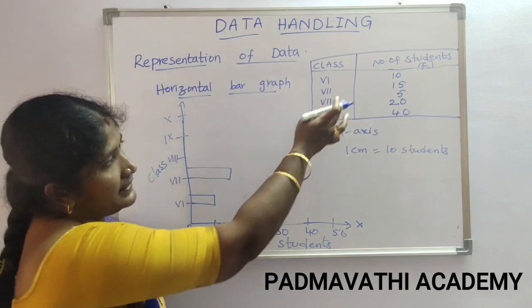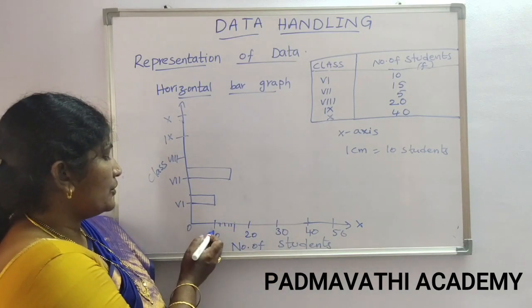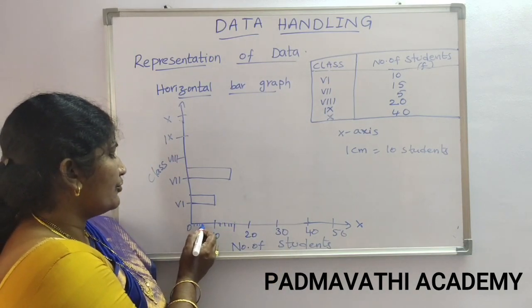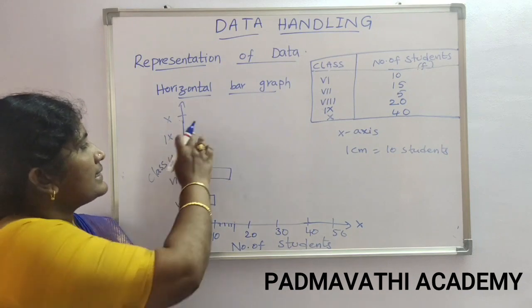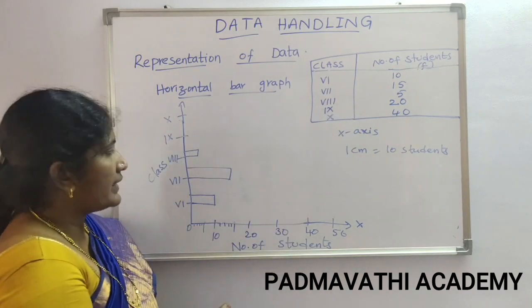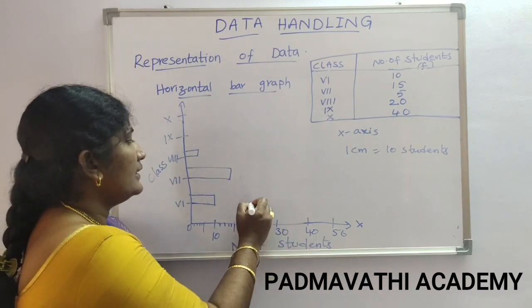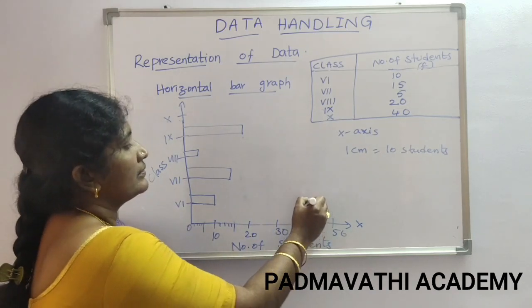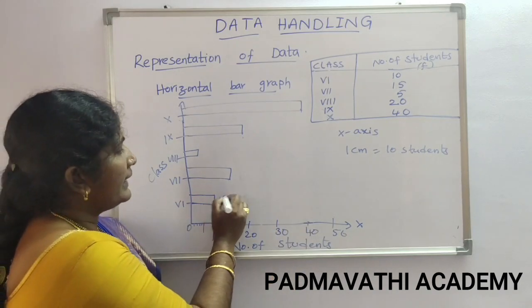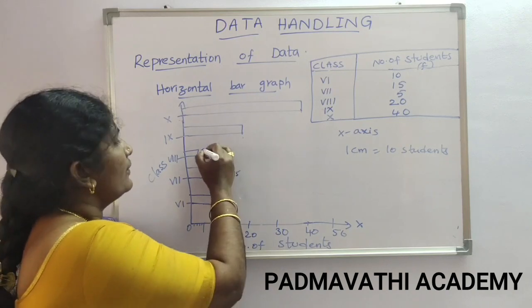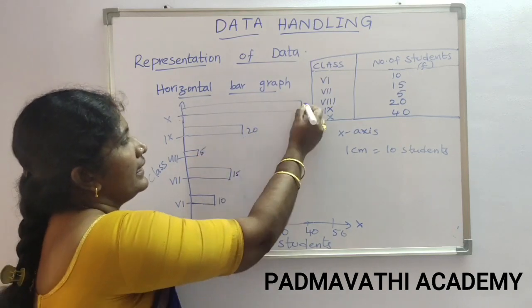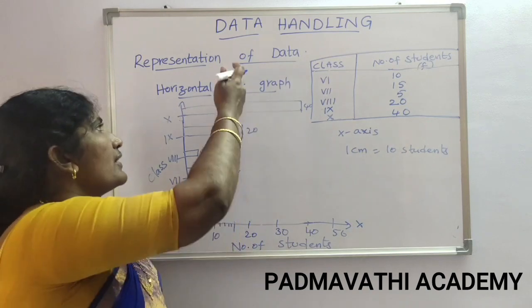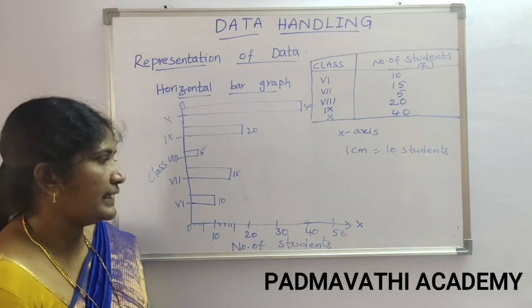Next 8th class, 5. See here, 0 to 10, 1, 2, 3, 4, 5. That is 8th class. Next 9th class, 20 students. Here 20. Next 10th class, 40 students. Here 40. So here the numbers of students are 10, 15, 5, 20 and 40. This is the horizontal bar graph representation.